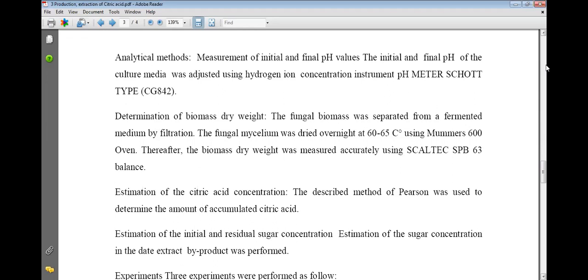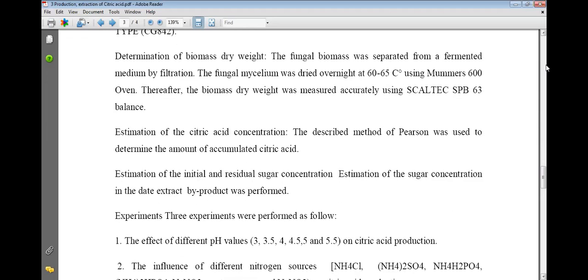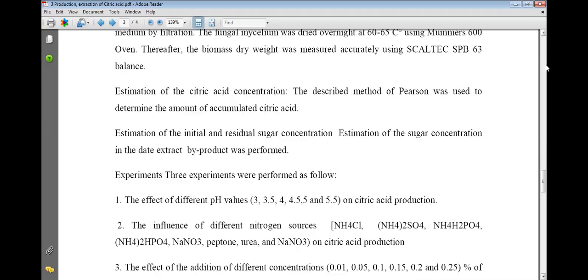The fungal biomass was separated from the fermented medium by filtration. The fungal mycelium was dried overnight at 60 to 65 degrees Celsius in an oven. And then further estimation of citric acid concentration. The method described by Pearson was used to determine the amount of accumulated citric acid.